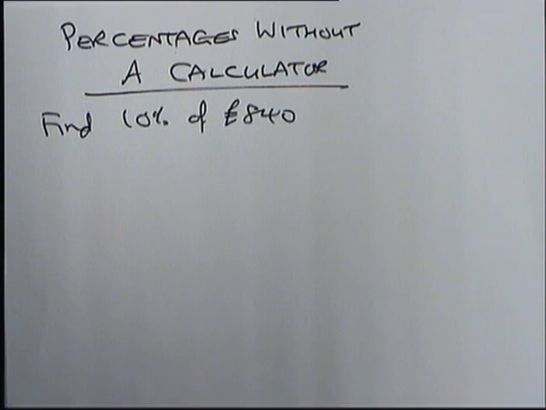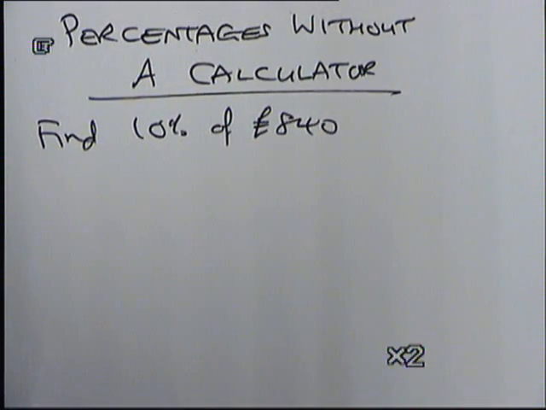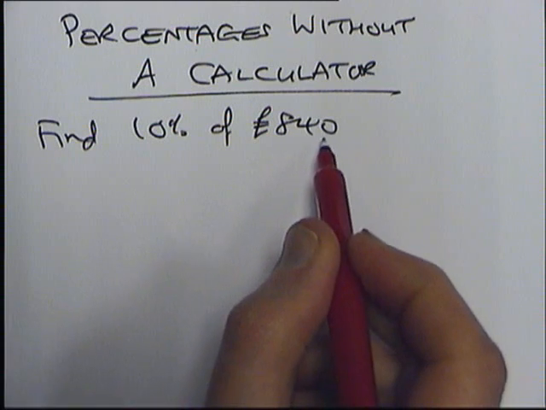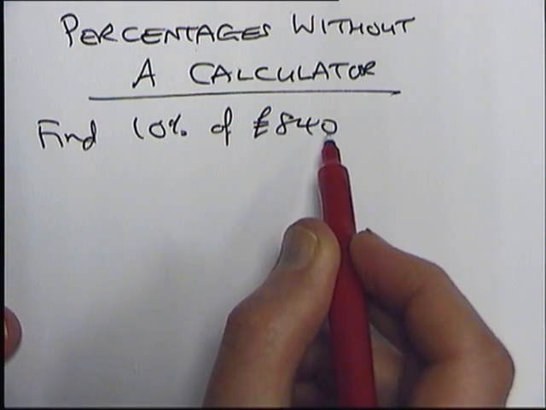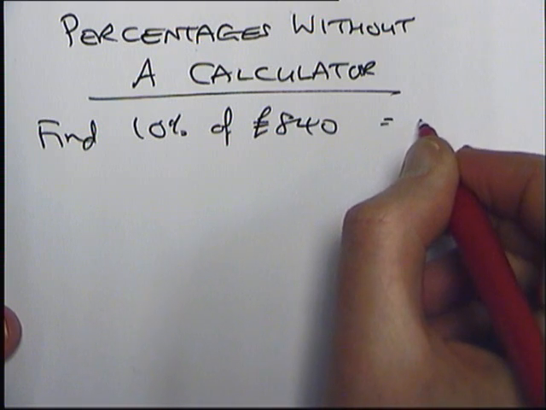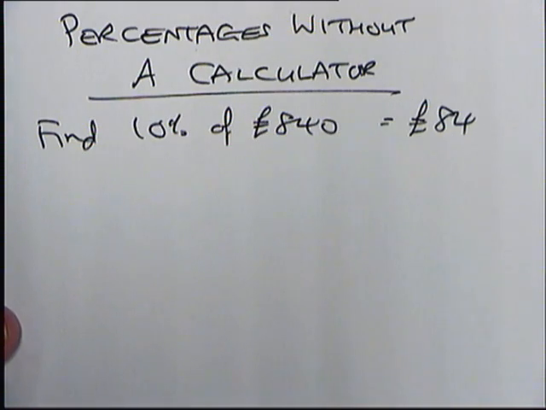In this video, we're going to look at how you work out percentages without a calculator. And the first one we're going to do is find 10% of £840. To find 10% of anything, you have to divide it by 10. So if the amount of money, which here is £840, has a naught on the end, you simply knock the naught off. So 10% of £840 would be £84.